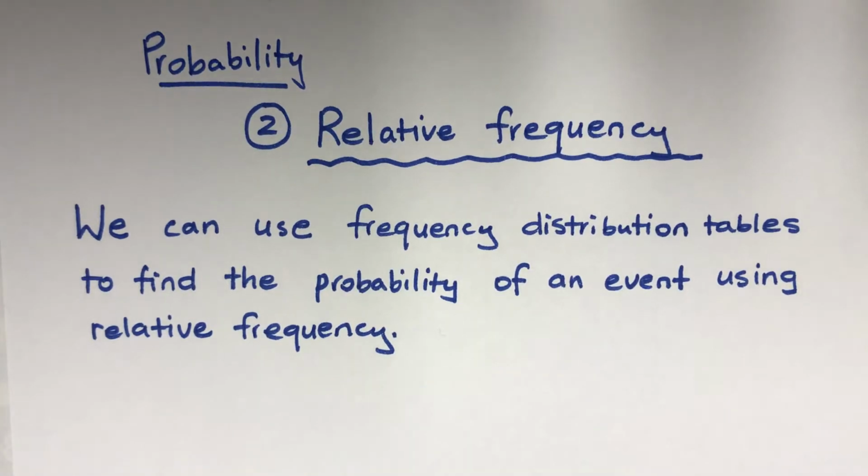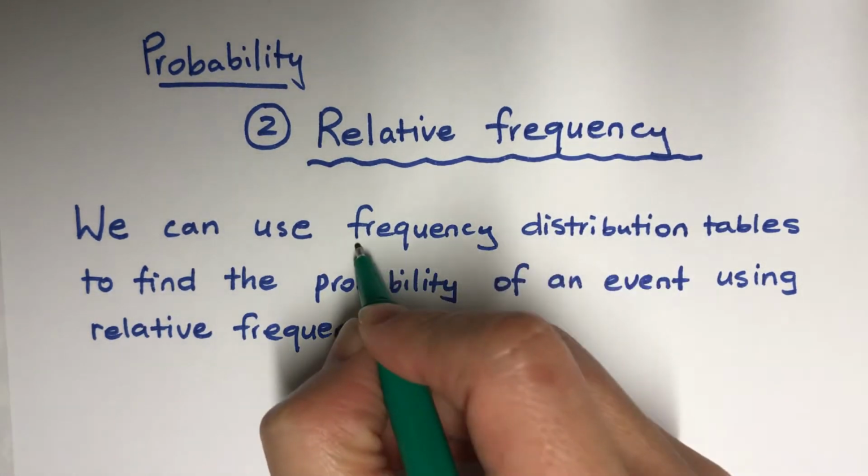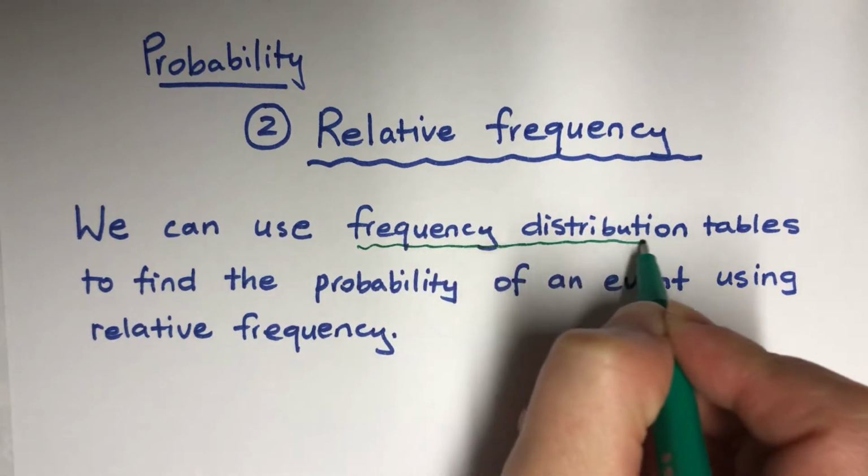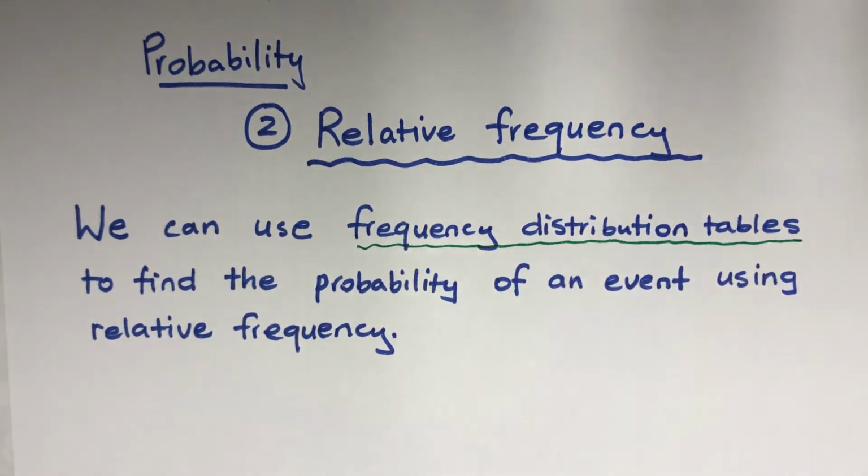Okay, probability second part, relative frequency. We can use frequency distribution tables to find the probability of an event using relative frequency. Now let's have a look at this. Frequency distribution tables. Does anyone remember this from year 9 and 10?